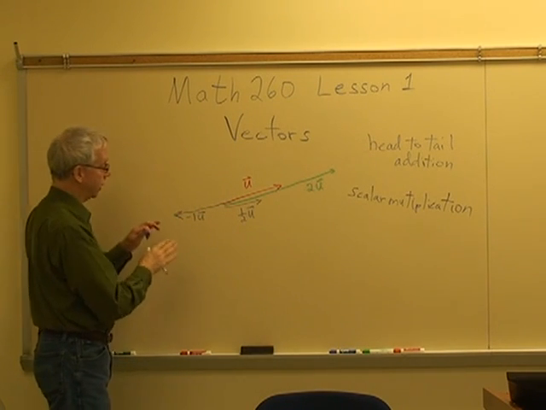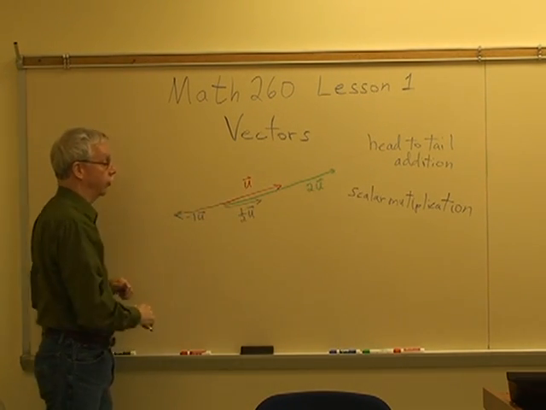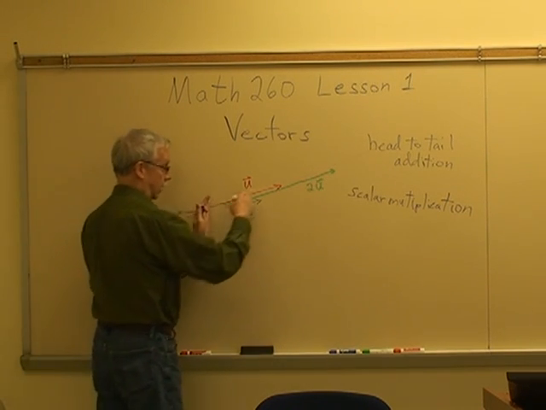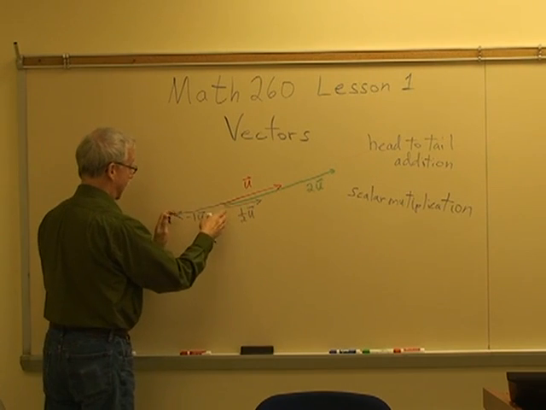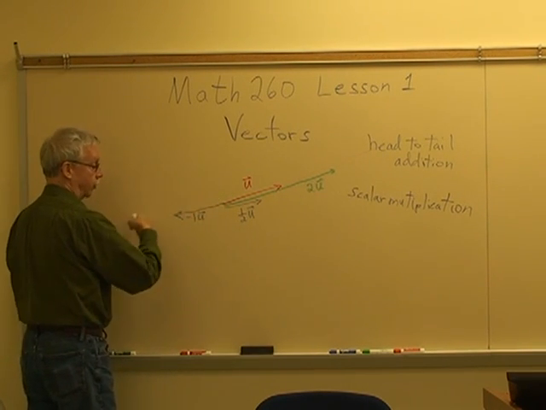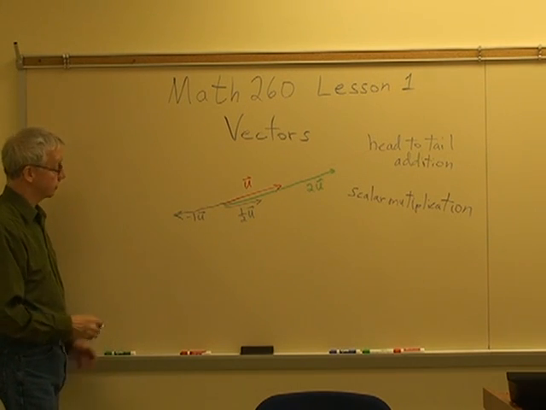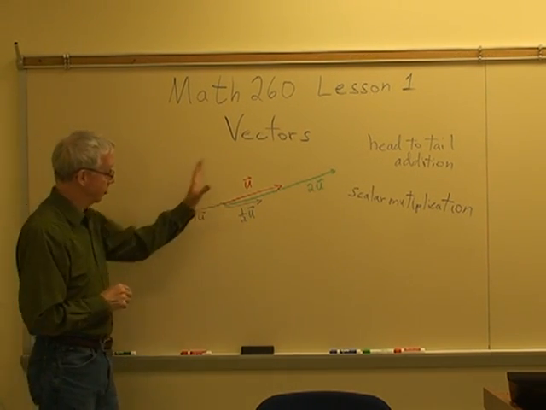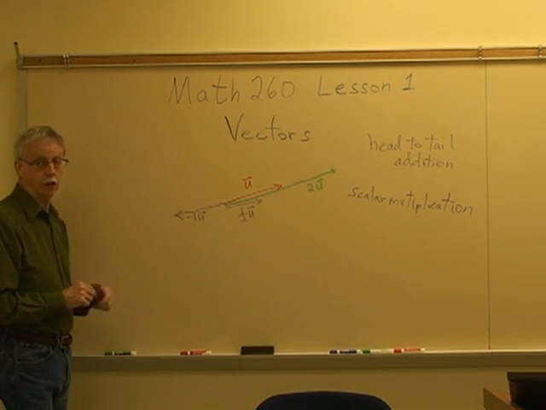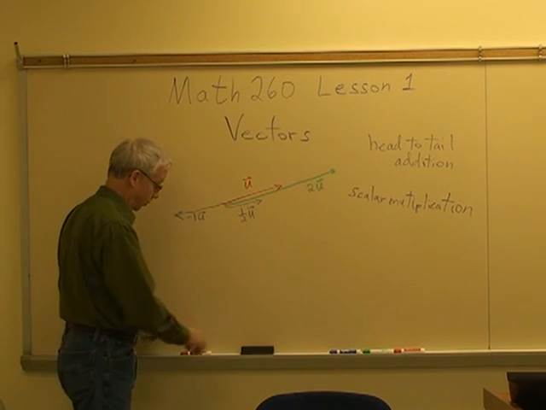It doesn't change the direction or the line that a vector lies on, it only changes the length. If it's positive, it grows or shrinks along the same direction. If I multiply by a negative number, it grows or shrinks along exactly the opposite direction, 180 degrees out. So this is the general idea of the geometric view of vectors. Now we're going to look at the algebraic view of vectors.